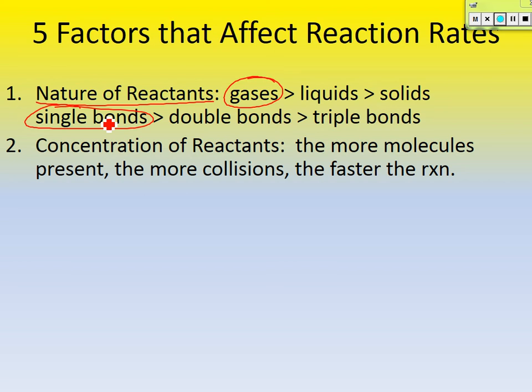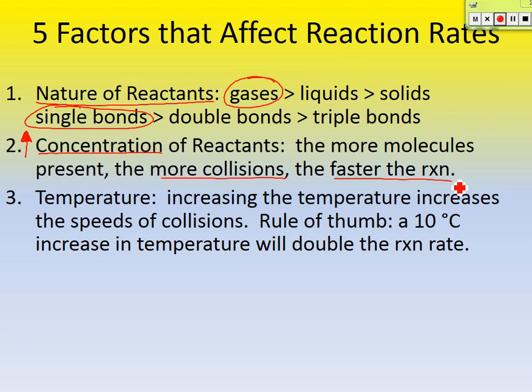Okay, the second factor is concentration. Concentration of the reactants. If you increase the concentration, do you think it's going to happen faster or slower? Faster, yeah. If you've got a more concentrated solution of your reactants, that reaction is going to happen faster. So the more molecules present, the more collisions. Think about it in terms of collision theory. Now you've got more molecules, better chance they're going to collide and form the products. And so the faster that reaction will occur.